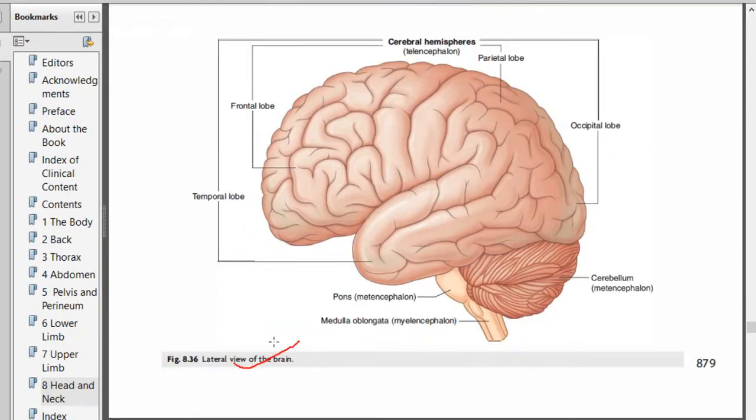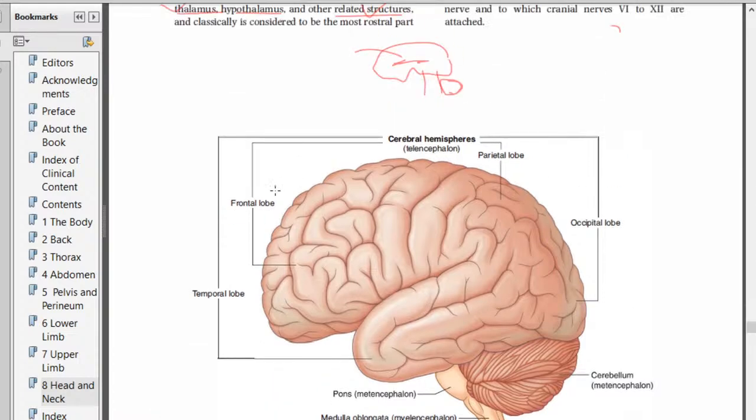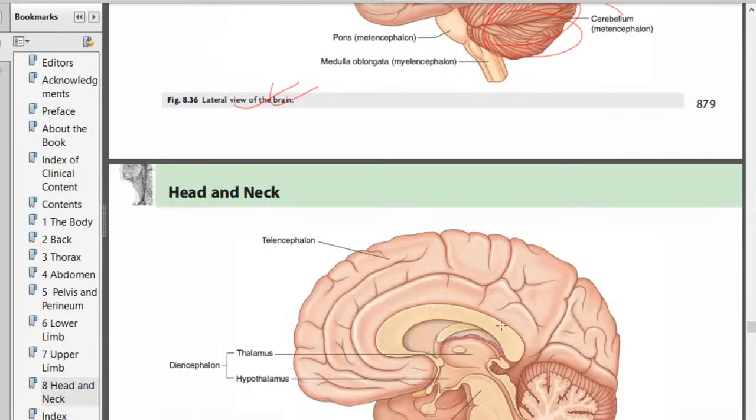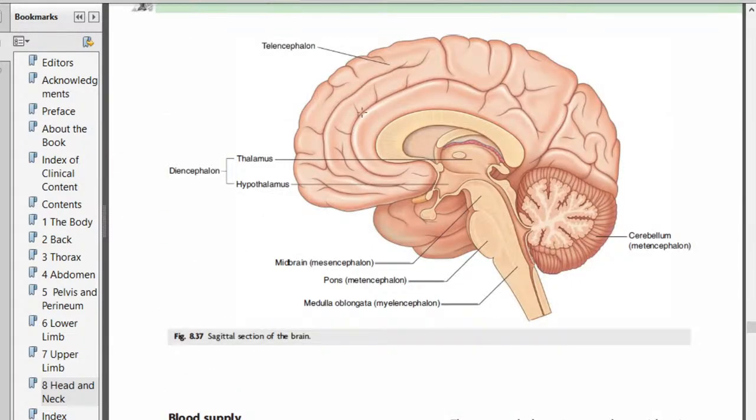So let's look at this figure. It shows the lateral view of the brain. We can see the frontal lobe right here, the temporal lobe at the side, the cerebral hemisphere, the parietal lobe right here, the occipital lobe at the back, and the cerebellum right here. So let's see the structure. Telencephalon, which, as we have already talked, gives rise to the cerebrum.